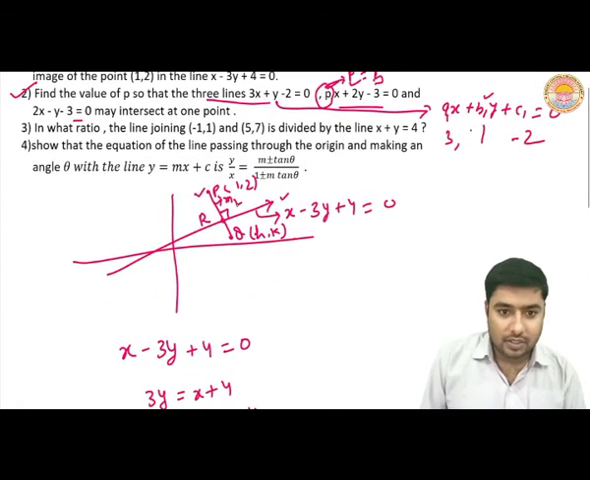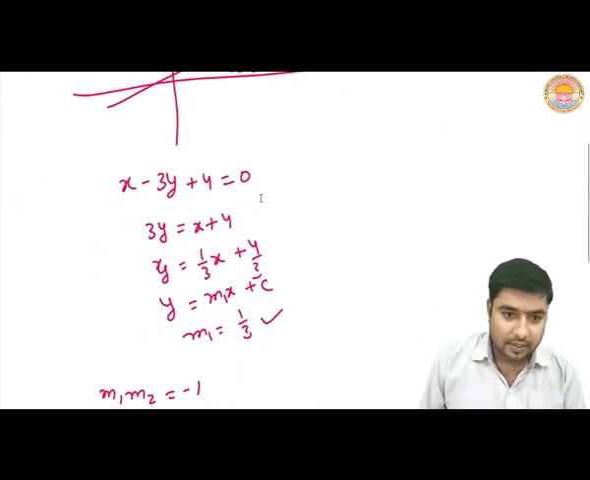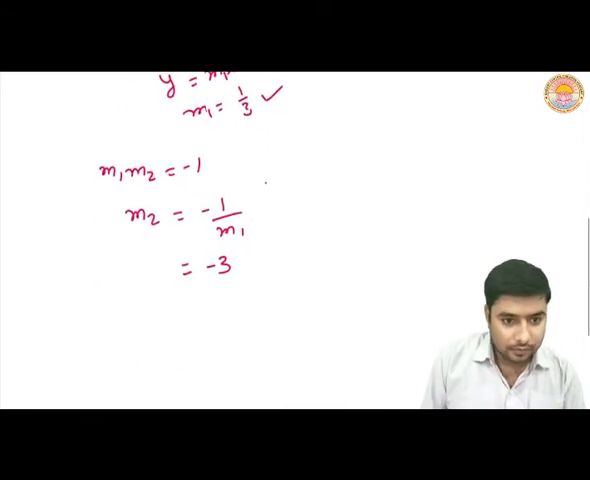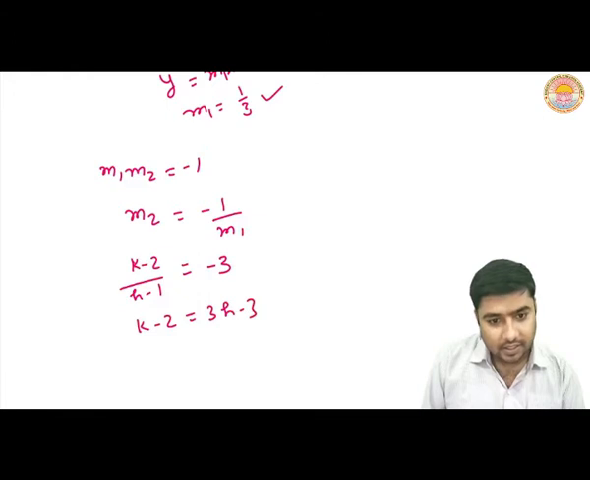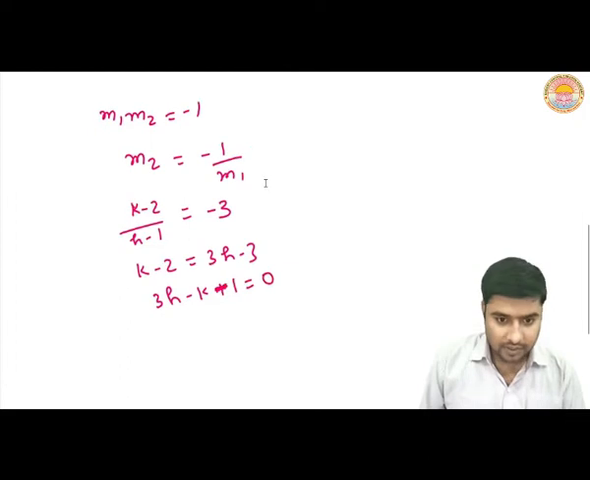What is the value of m2? We can use the slope of two points, (y2 minus y1) upon (x2 minus x1). It means (k minus 2) upon (h minus 1). Now simplify this equation. k minus 2 equals 3h minus 3. Then 3h minus k plus 1 minus 1 equals 0. This is the first equation.